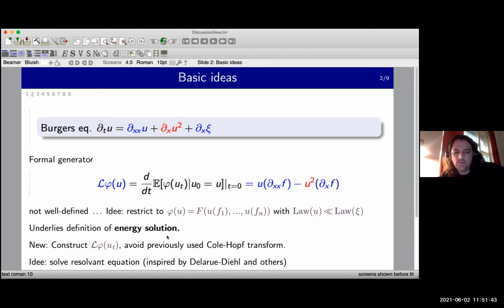And then the original ideas were to restrict these phi of U's to a certain cylindrical function of this type, and also to restrict to U of those processes that are absolutely continuous relative to the law of the noise, and that leads to this notion of energy solutions. And what was new here is that Nicholas has been zooming in on this nature of the generator, in particular avoiding any previously used Cole-Hopf transforms. And one of the ideas that comes into play is this move towards the resolvent equation. And I think in our community, we have seen this previously in the works by Delarue and Diel on the polymer measures, but also there were other papers by, I think, Francesco Russo and co-workers that were cited. So there was some pre-work, but this can all be put together and be made to work.